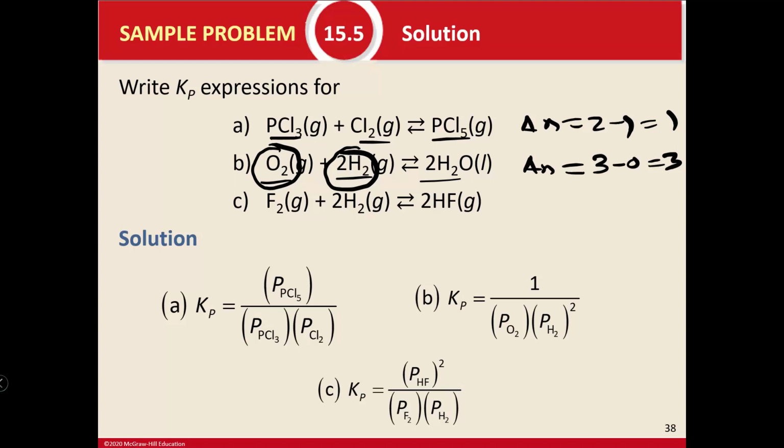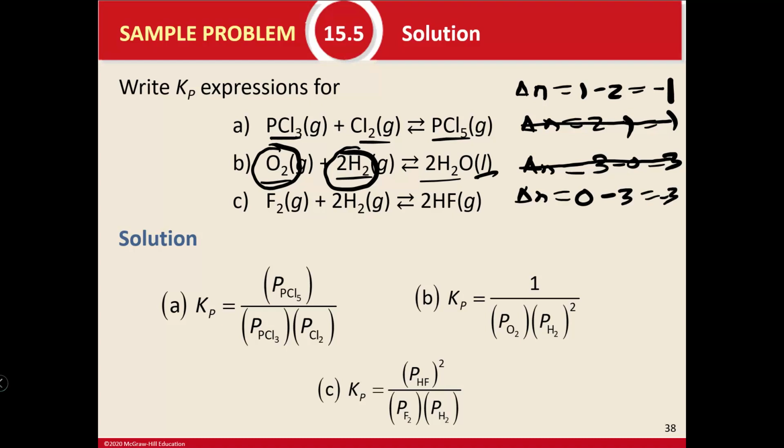Oops, I did that wrong. Let's redo that one. I don't know what I was thinking. Did I do that one wrong up there too? Absolutely. All right, got a little too fast. Let's go back. This first one up here is delta n equals 1 minus 2. It's always products minus reactants. So this is negative 1. This next one here is delta n equals 0, because this is a pure liquid, minus 3. So my answer is negative 3.